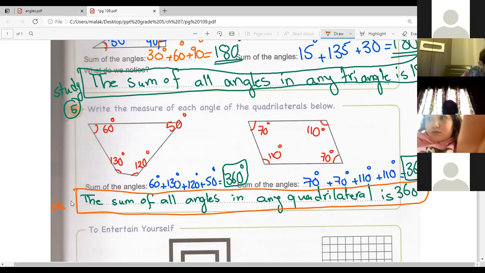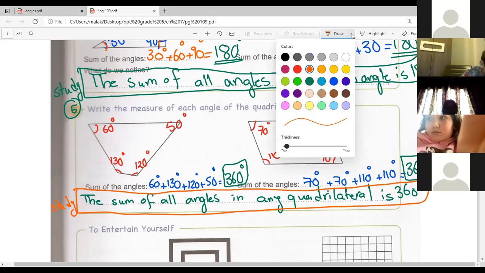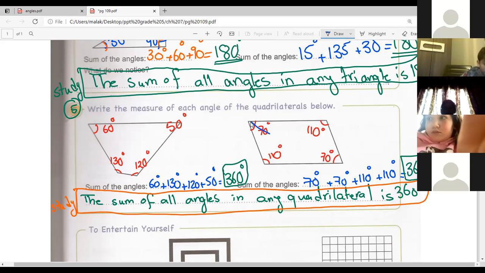We solve the first one, teacher, and then we write. If I draw a side in the middle, okay? Then I will divide the quadrilateral into how many triangles? Teacher, we have to know the sum.